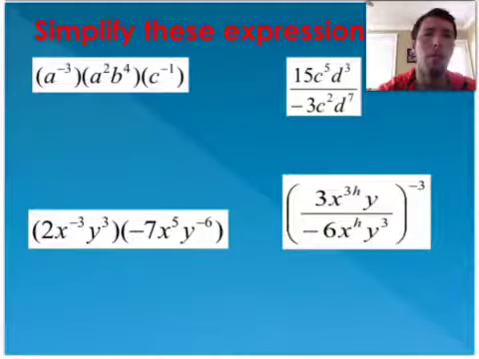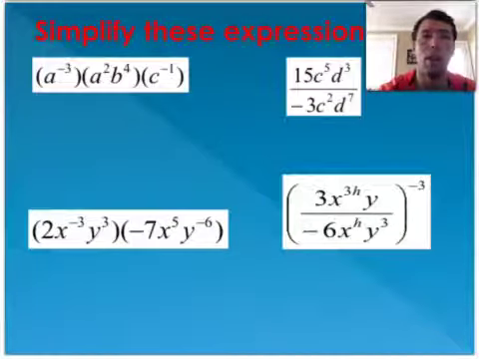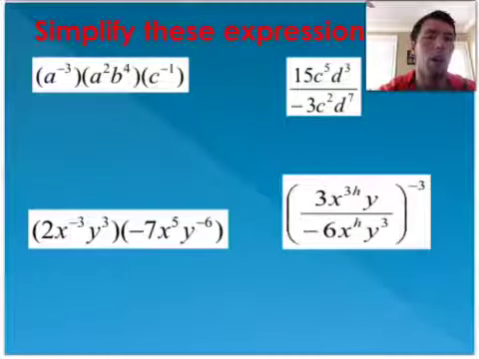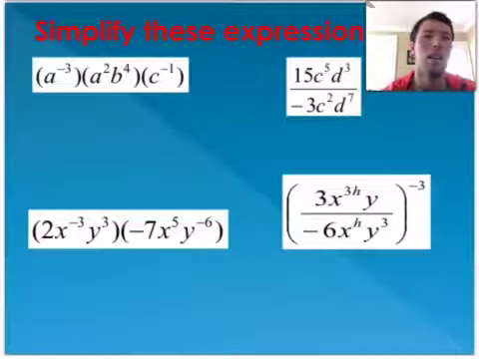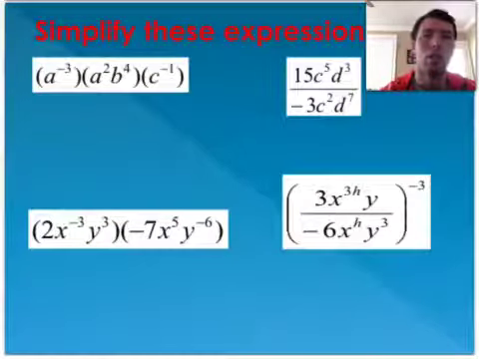So basically on this first one up in the top left, a to the negative third times a squared b to the fourth times c to the negative 1. We don't necessarily have to change the negative exponents to fractions yet. What I would encourage you to think about is that this is a set of powers that are being multiplied together, so we can actually add the exponents of the like bases. So let's look at this for a second.